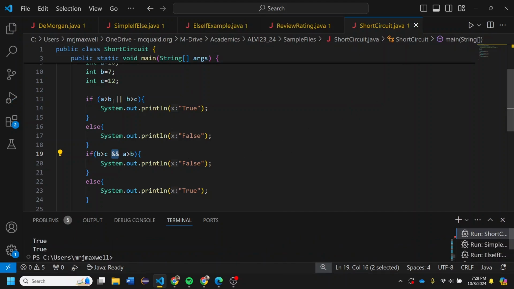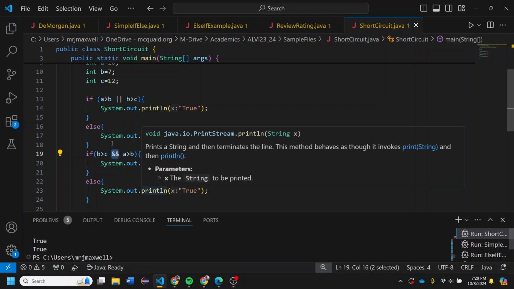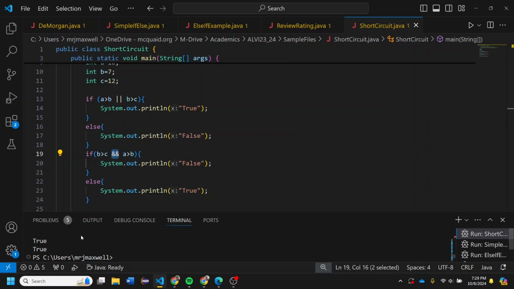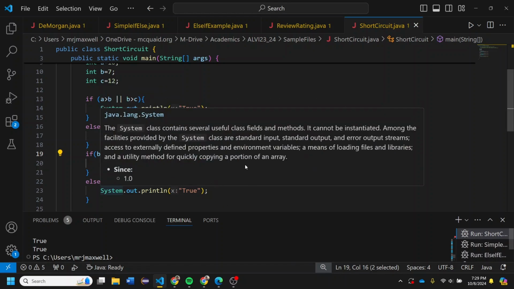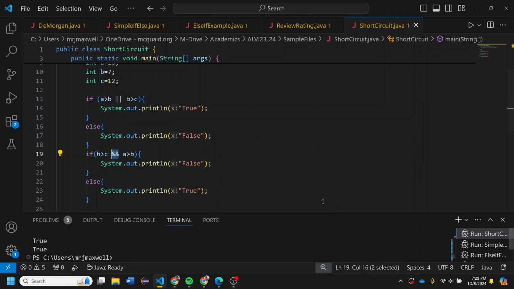So, A is greater than B, true, and B is not greater than C. So, that's what occurs there.